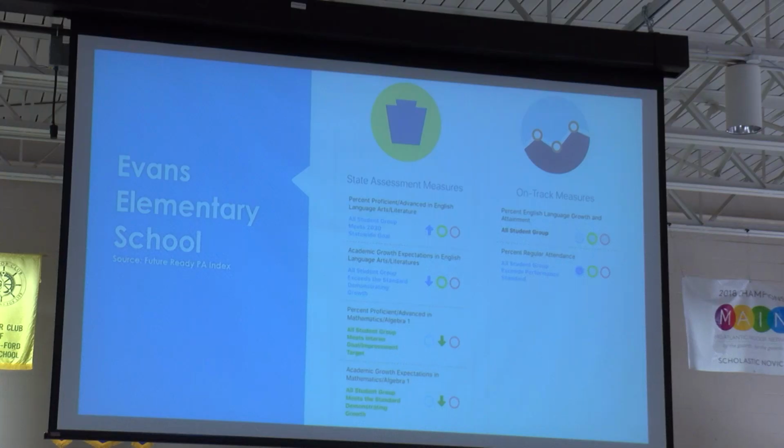We'll now shift over to Evans Elementary School. Again, we'll go back to the initial data dashboard. This shows you your overall, starting on the top, English Language Arts, your growth in English Language Arts, your math, and your growth in math, and then your on-track measures on the right side.